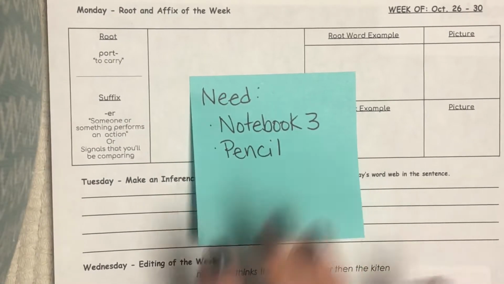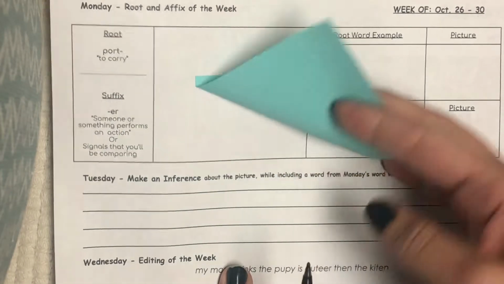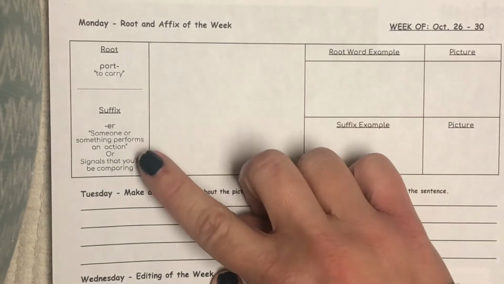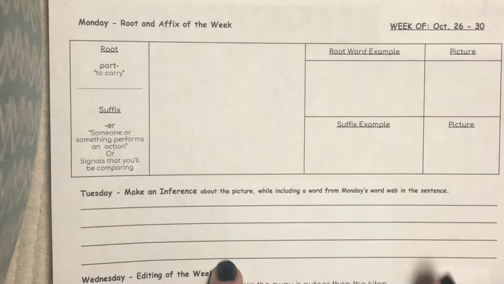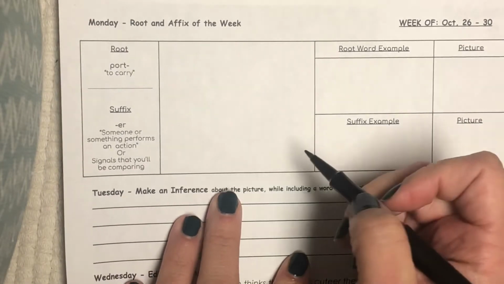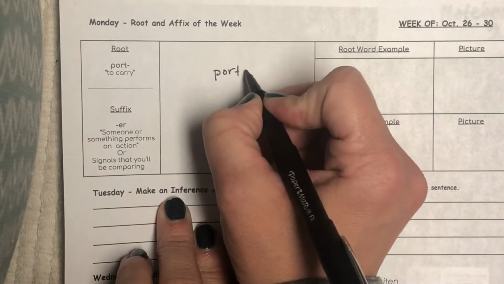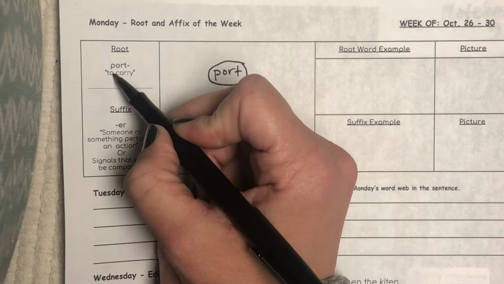Okay, this is what you're going to need to complete the Bellringer today. You'll probably notice that Monday's looks a little bit different than usual. I've decided to include a root word and a suffix. The root word we're going to study is port, and that means to carry.